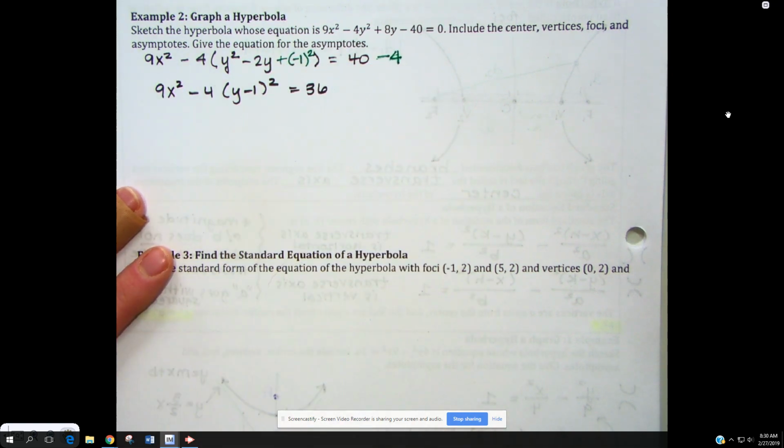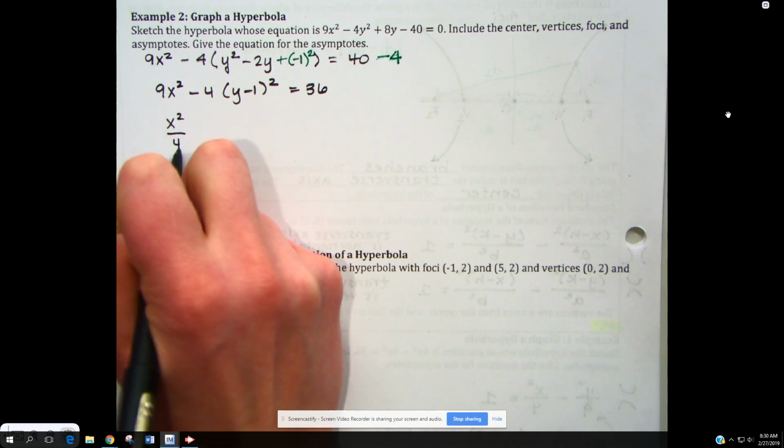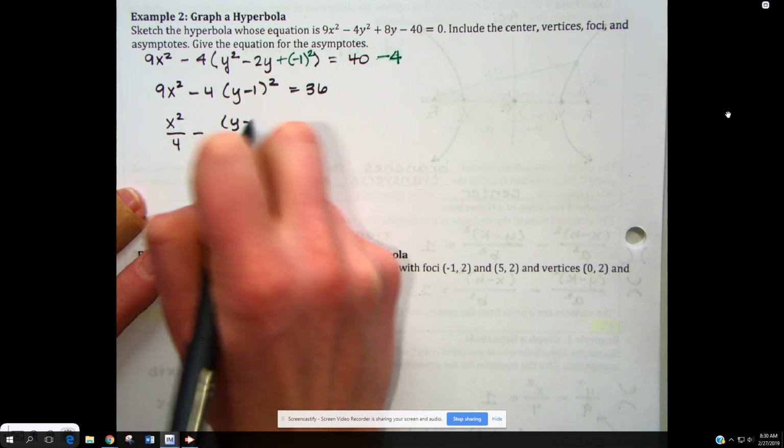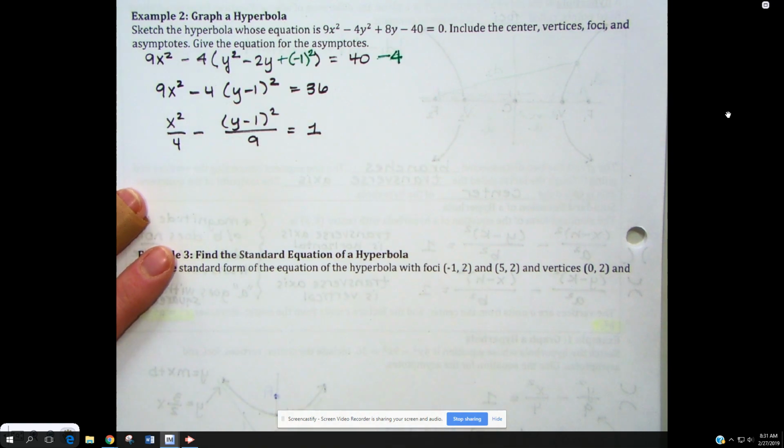I'll divide everything by 36, each and every term. 9 over 36 reduces to a quarter. The 4 over 36 reduces to a ninth. And 36 over 36 gives me that 1.